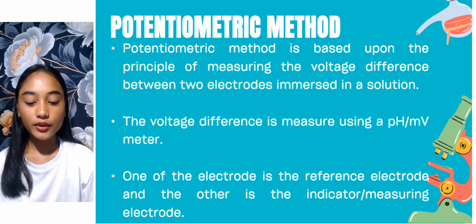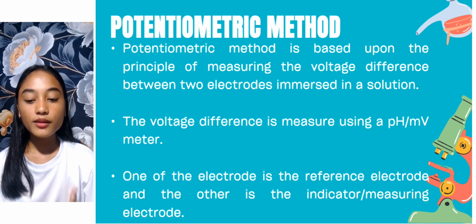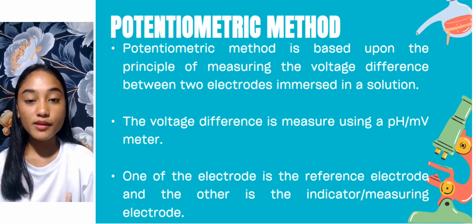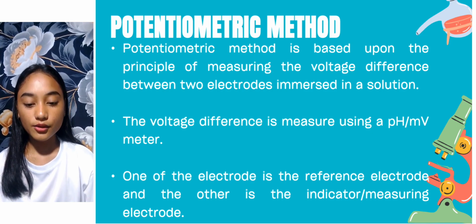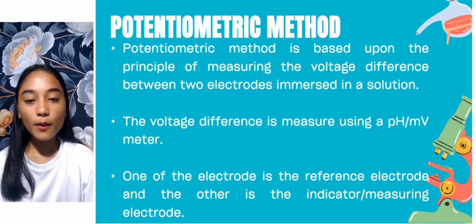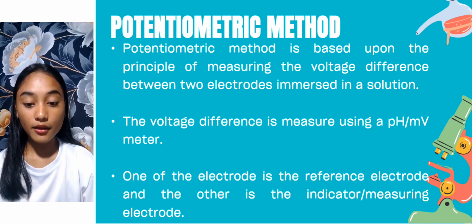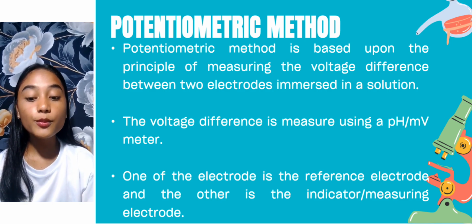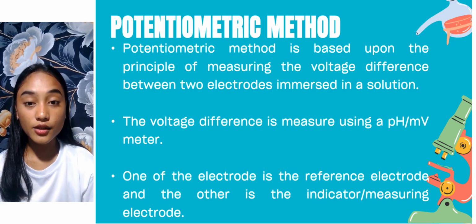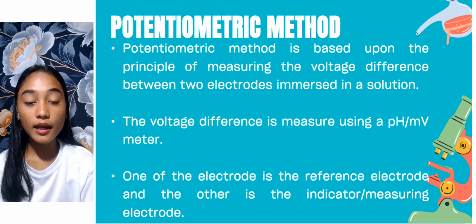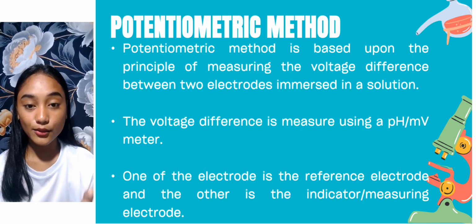Let's discuss now the potentiometric method. So, potentiometric method is based upon the principle of measuring the voltage difference between two electrodes immersed in a solution. So, kapag gumagamit po tayo ng potentiometric method, ang ating minimeasure po dyan ay ang voltage, ang magkaibang voltage ng dalawang electrodes na nakalagay sa isang solution.